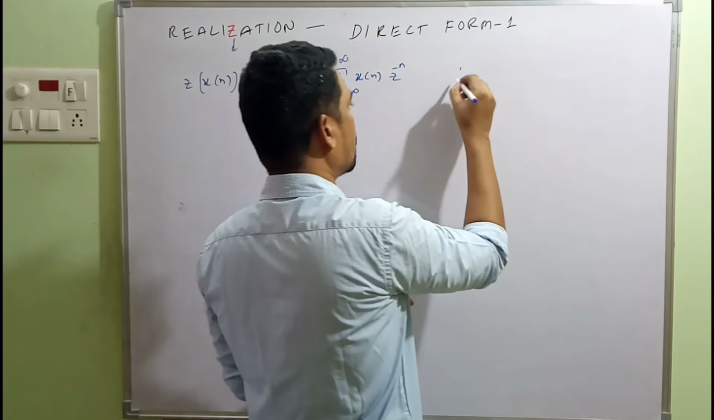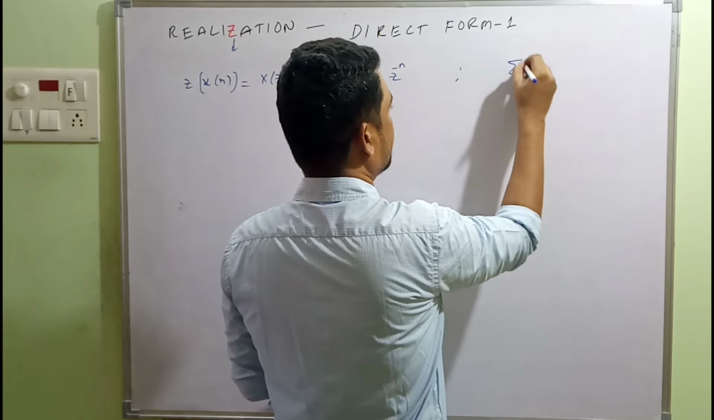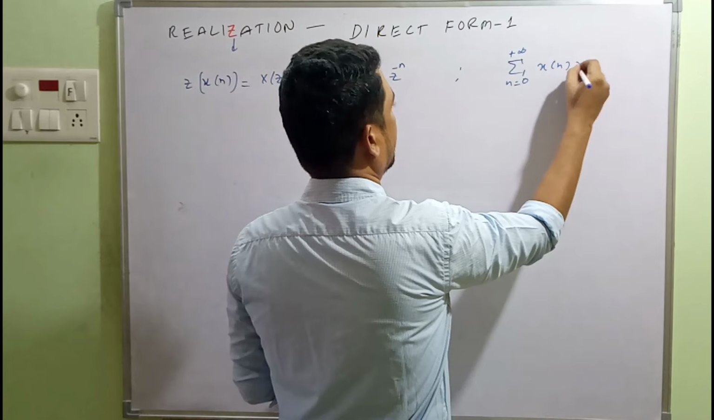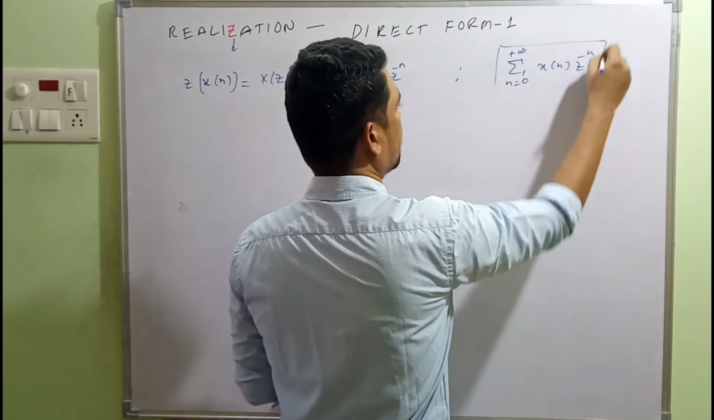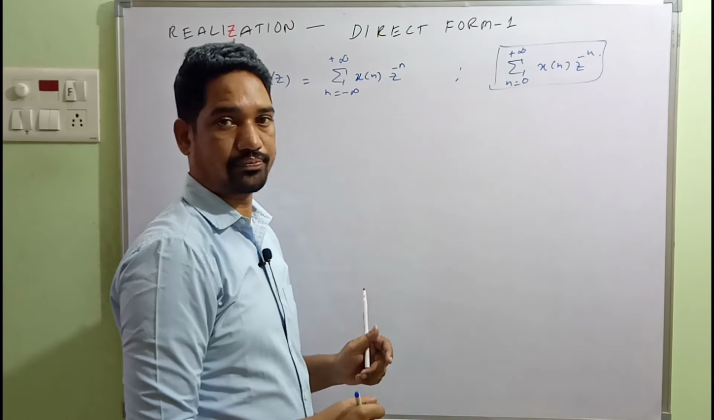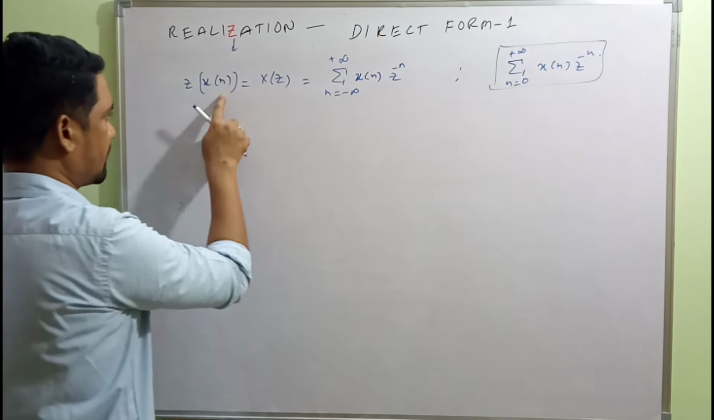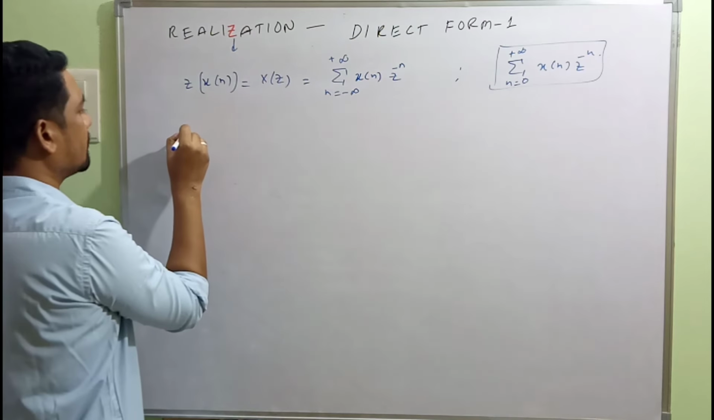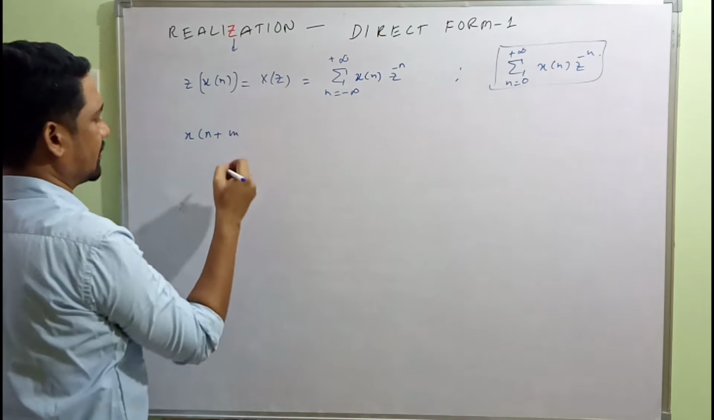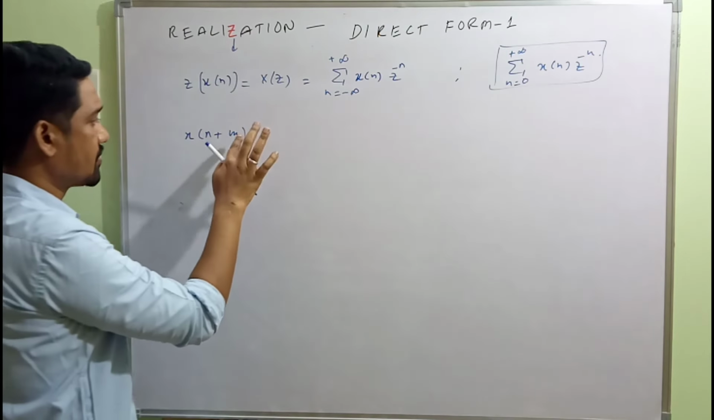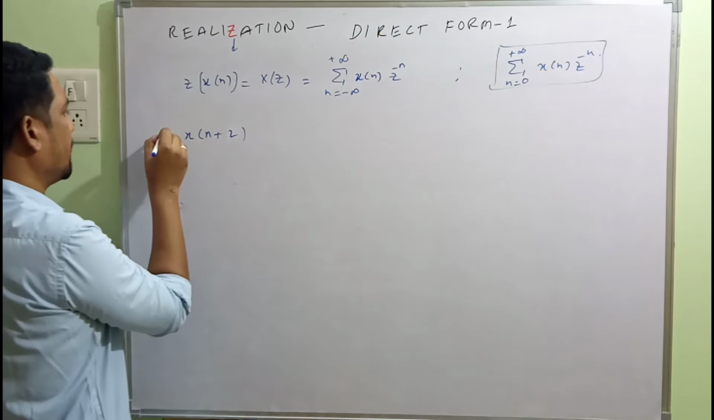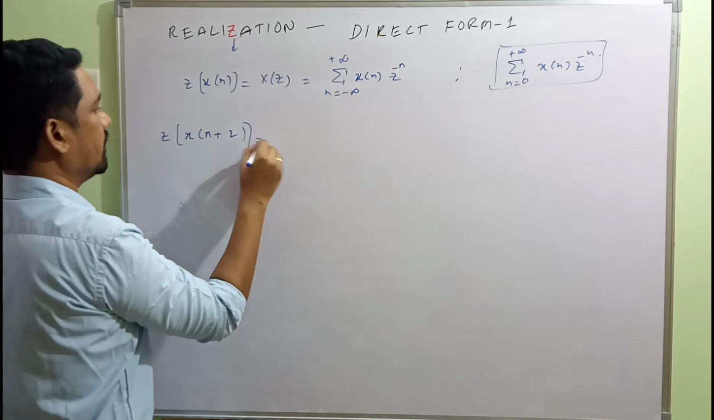On the other hand, for a causal signal we have the summation from n equal to 0 to positive infinity of x of n z raised to minus n, which exists for n greater than or equal to 0. So in this case, what will be the Z transform of x of n plus 2? Straight away, a value for the beginner to understand. You don't have much time, right? So what will be the Z transform?